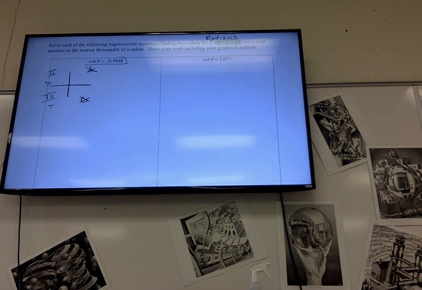So now let's plug this in. How are we going to find theta? Inverse cosine. Yep, inverse cosine of negative 0.9848. Don't forget it's cosine, and make sure you changed it to radians. What do you get? 2.967. Yeah, but remember this is in radians.